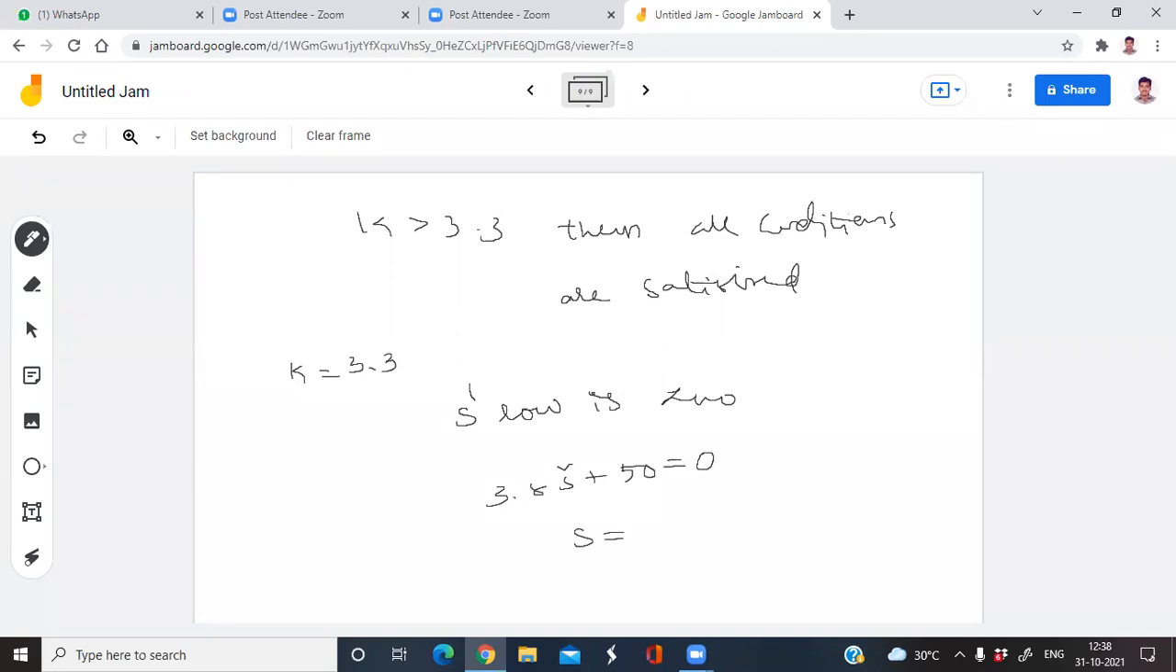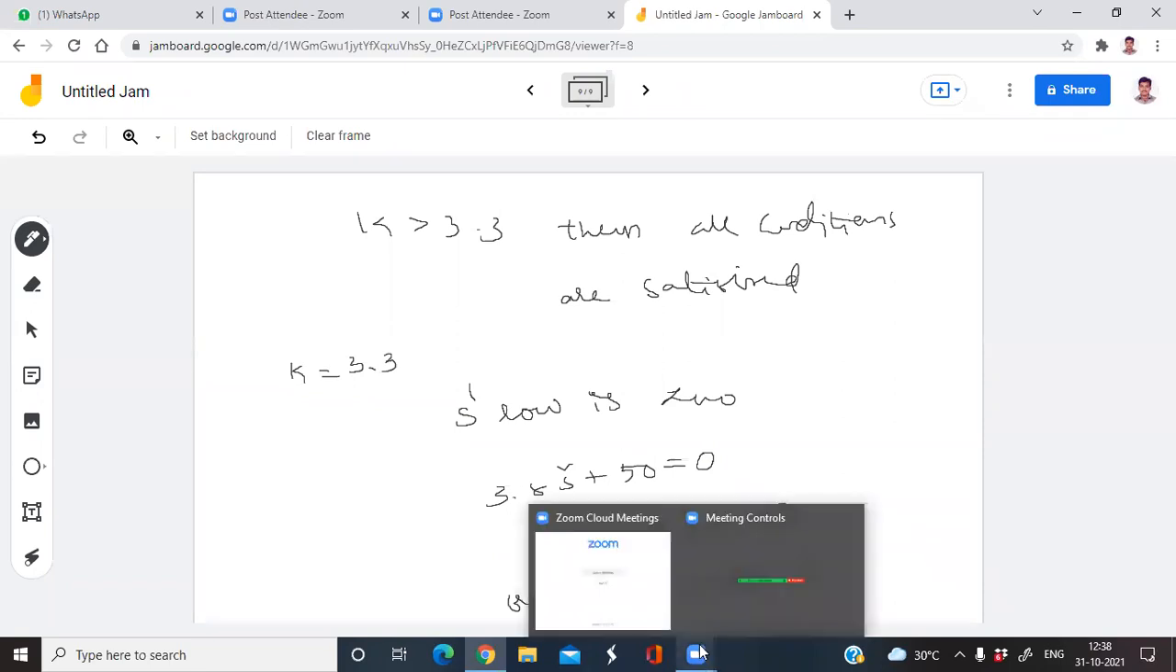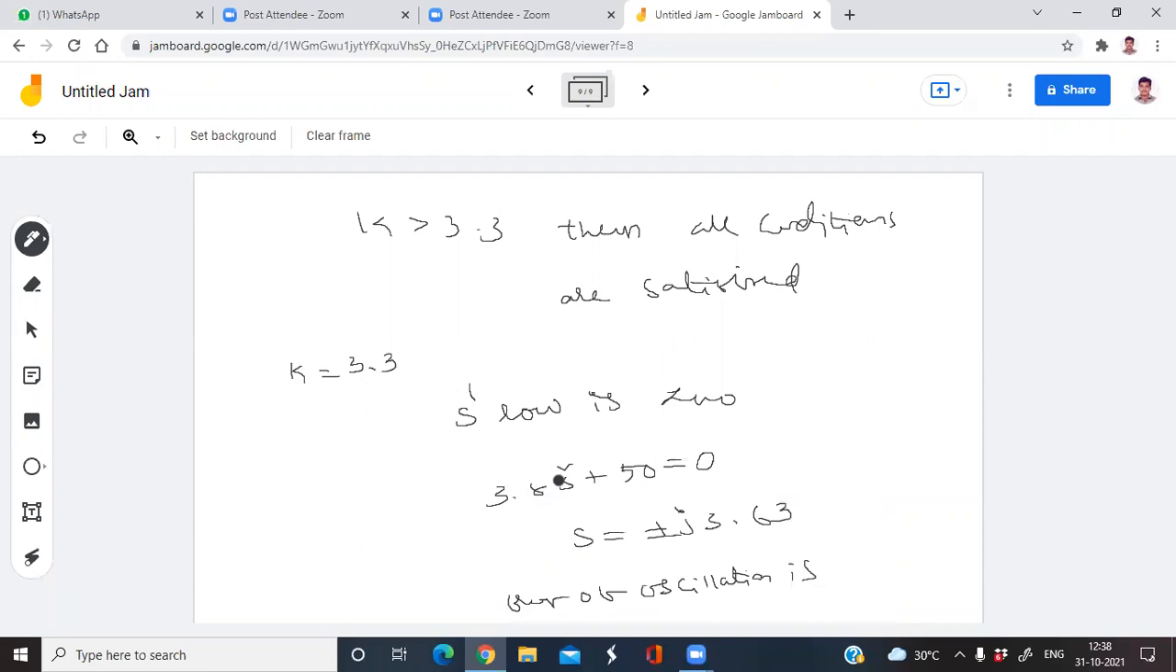From this, what is the s value? Plus or minus j 3.63. Now tell me, what is the frequency of oscillation? I told a similar problem actually. s is equal to plus or minus j into 3.63. What is the frequency of oscillation? Omega is equal to 3.63. Omega is nothing but frequency, right? 3.63 radians per second.